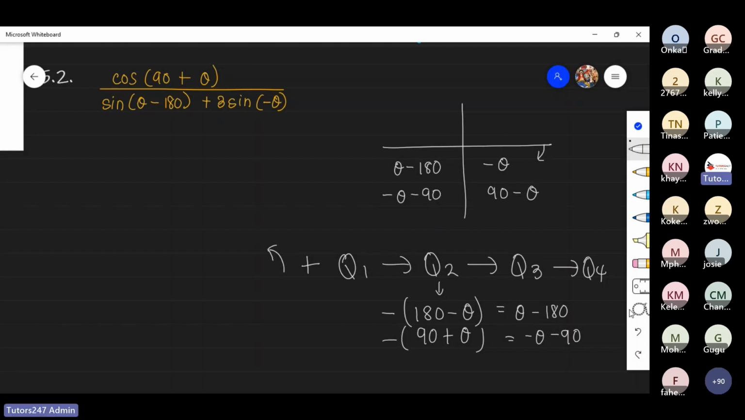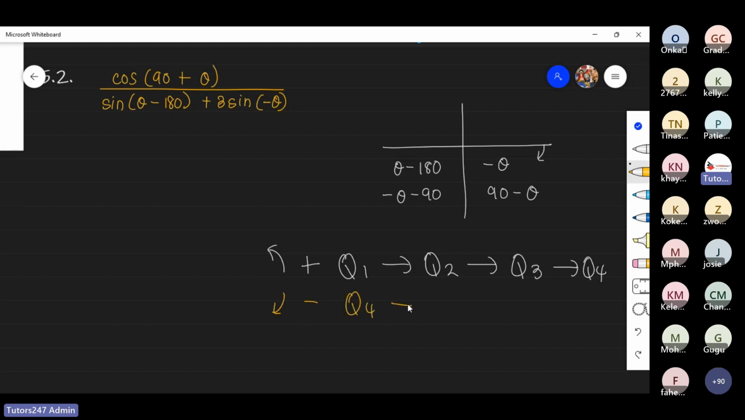Now, the next one is our positive quadrants, or our positive CAST diagrams, quadrant 3. Do you notice that we are using our positive CAST diagram to get the negative CAST diagram? When you are dealing with a negative CAST diagram, keep in mind it moves in a clockwise direction. So it goes from quadrant 4 to quadrant 3 to quadrant 2 to quadrant 1.